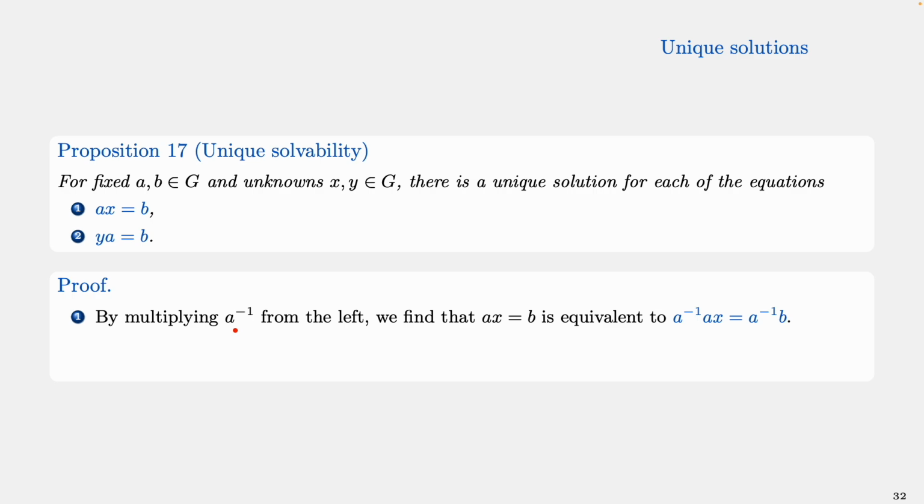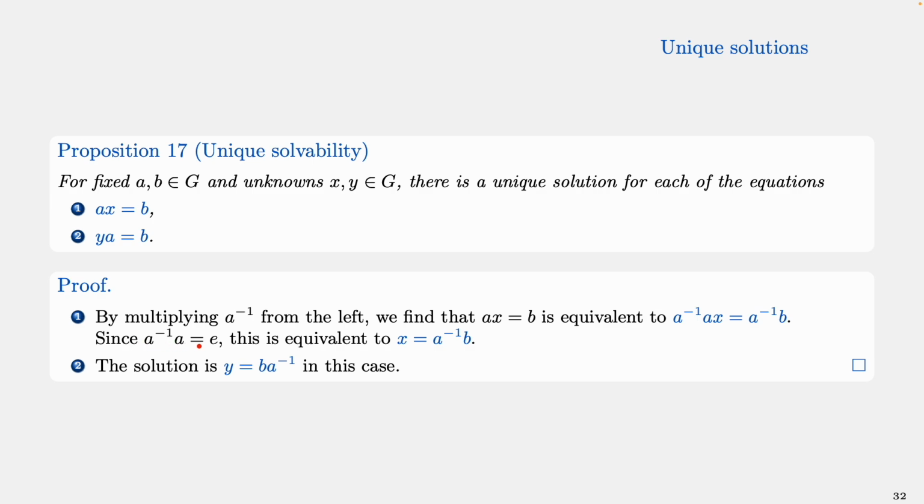So by multiplying A inverse from the left of this equation, we find that AX equal to B is equivalent to A inverse times A times X equal to A inverse times B. Again, these two cancel out because they're the neutral elements. So the original equation is equivalent to X equal to A inverse times B. So this would be our unique solution here. Very similar, we do it for the second equation here. We would find that Y equal to B times A inverse is the unique solution of the second equation.